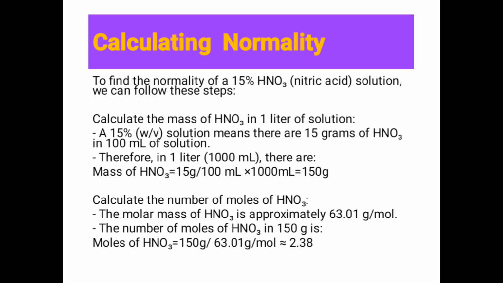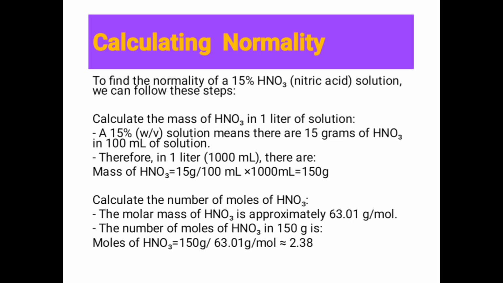So if 15 gram is equivalent to 100 ml, then S gram will be equal to 1000 ml. If you cross multiply, you are going to have 15 gram over 100 times 1000, which is equivalent to 150 gram. So the mass of HNO3 will be 150 gram in 1000 ml of solution. So we have been able to standardize that one.